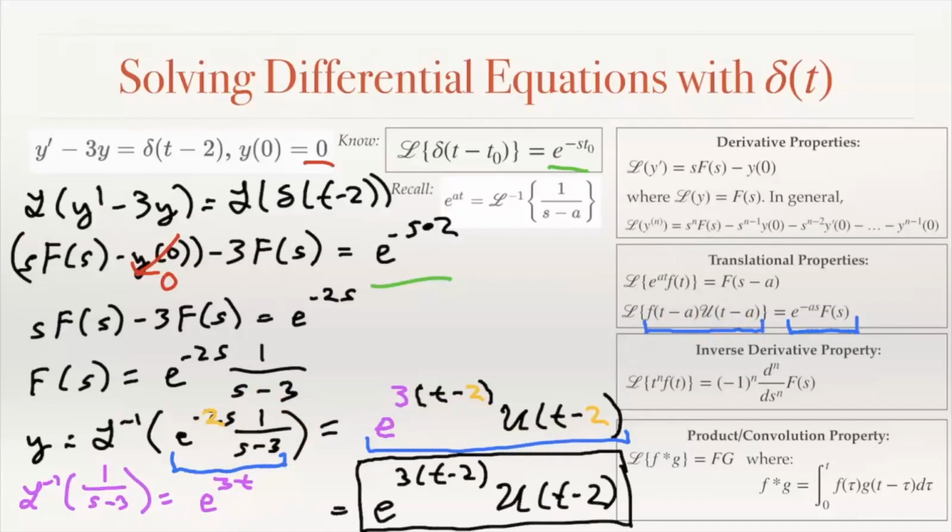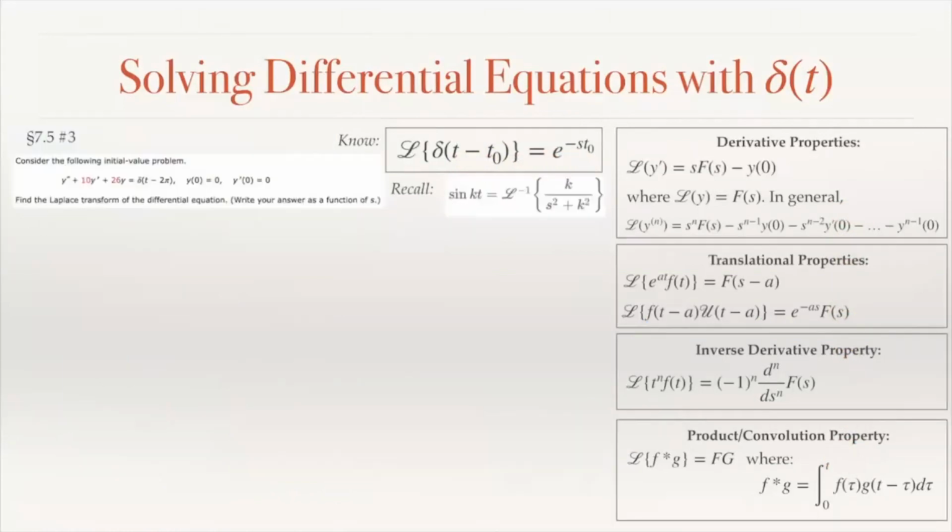So this is what I mean by nothing fundamentally new. It's just a new transform and inverse transform to add to our list, and then we deal with them in the usual way together with all the translational properties that we've already learned. Let's do one more. Consider this guy.